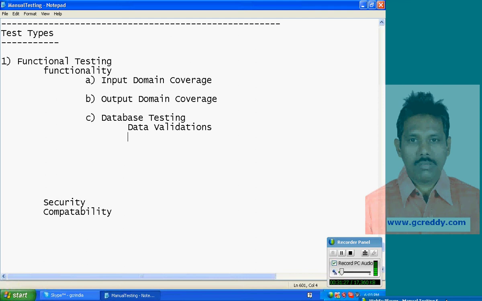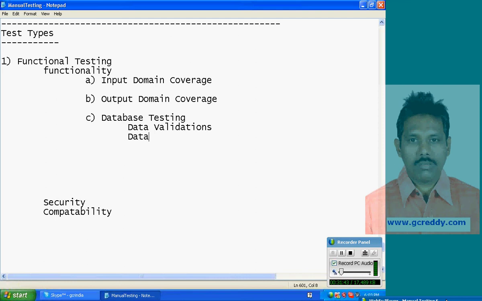See, data validations means how the data is validating. Next, not valid data, that is different. Whether the data is valid or not, the front end is responsible for that. Next, tell me Rekha, data validations.